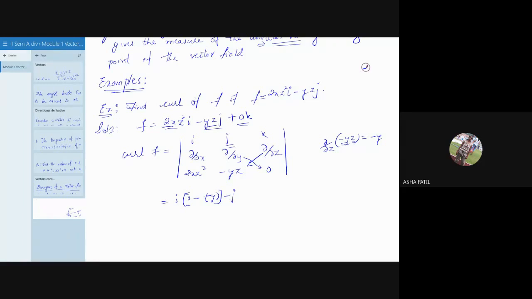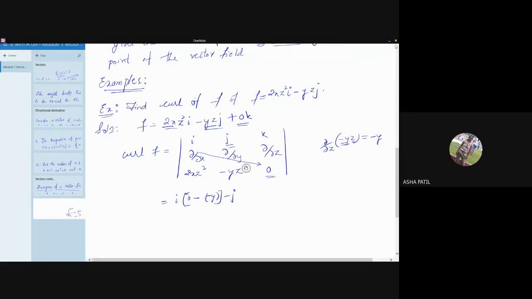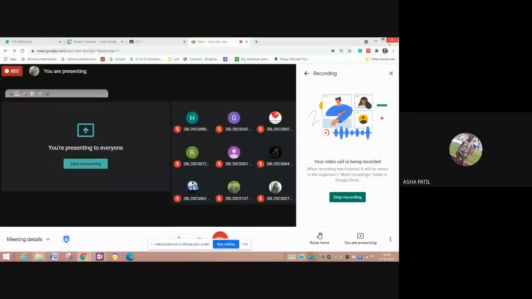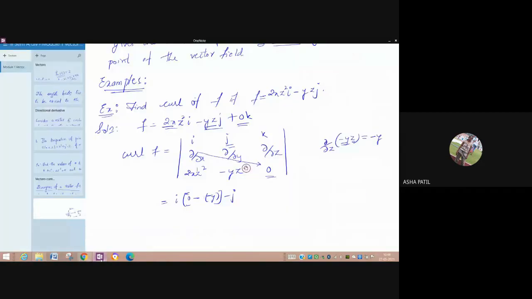Then we'll go for the next term, the derivative of 0 we will get. Ma'am, the screen is stuck for all. It has happened for all. Others? Students? No, ma'am. Check out your internet. Or else just come out and rejoin.